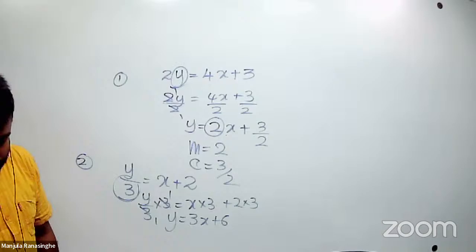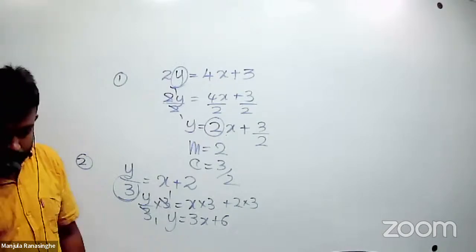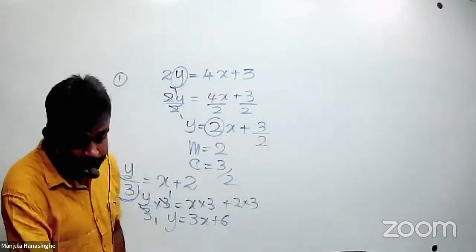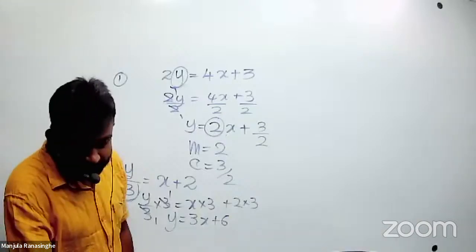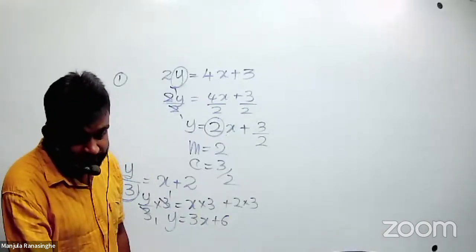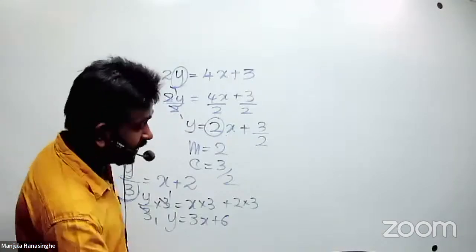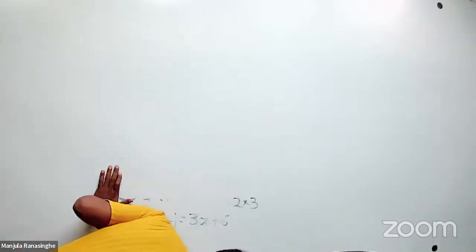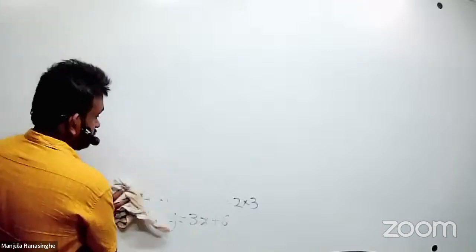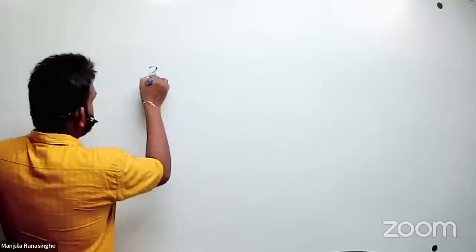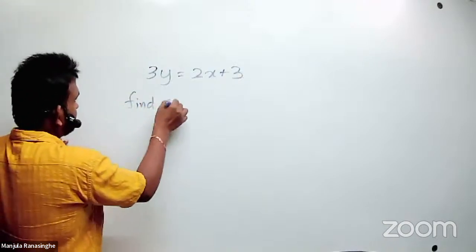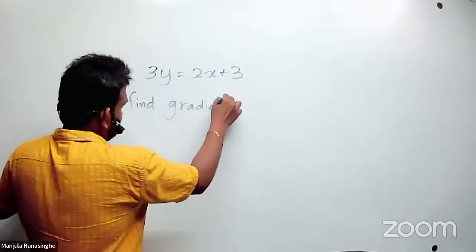So what multiplies x is the gradient, how do I write that? Now we are moving to the next part. I think that is fine for you, so I will give you one example to do. We have the equation 3y equals x plus 3. I am asking you to find the gradient and intercept of the equation.